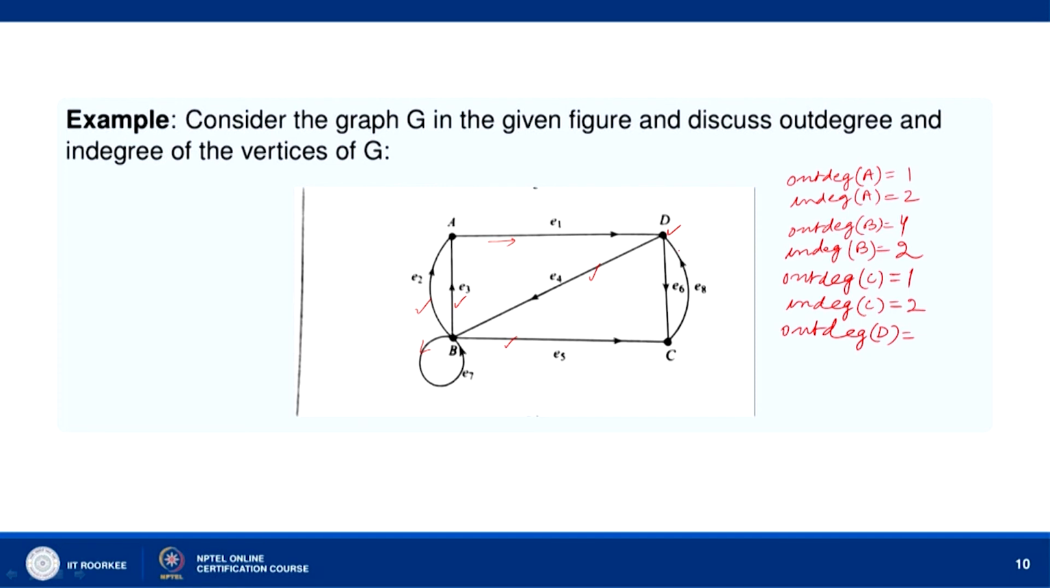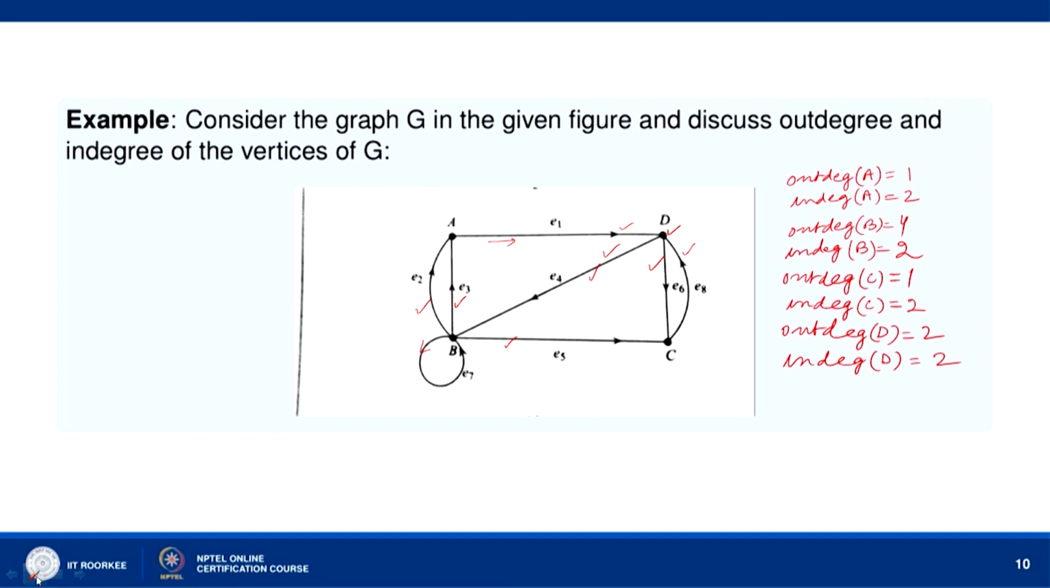And then the out degree of D, let us see how much. Out degree of D means E6 is beginning at D, and also E4 is beginning at D. So, we have 2. In degree of D will be: E1 is ending at D, E8 is ending at D. So, in degree is 2. So, we have considered A, B, C, D, all of them.